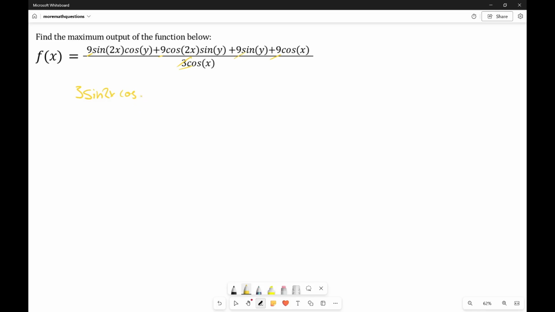Let me write this better. Sine 2x cosine y plus 3 cosine 2x sine y plus 3 sine y plus 3 cosine x. And this is all over the term cosine x.